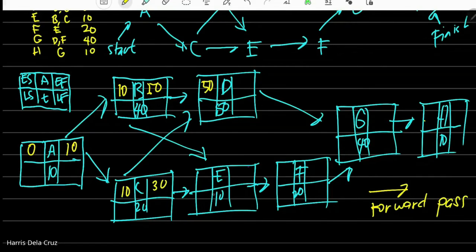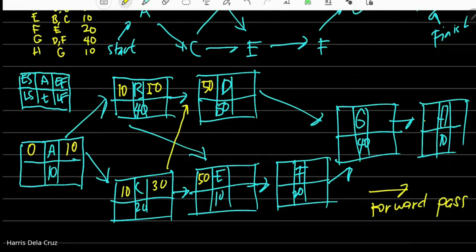Now, si E, dependent din siya kay B tsaka kay C. May arrow from B to C. Ibig sabihin, to be technical, dapat yung arrow na to dito yan. Para hindi kayo malito. Kailangan ma-finish muna yun. Okay, so anyway. So, si E, dependent kay B, na matatapos pa ng 50, tsaka kay C, na matatapos ng 30. So, sino mas matagal? Si B. So, yun din yung early start ni E.